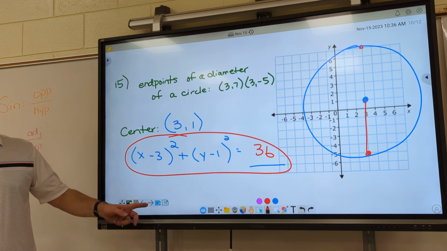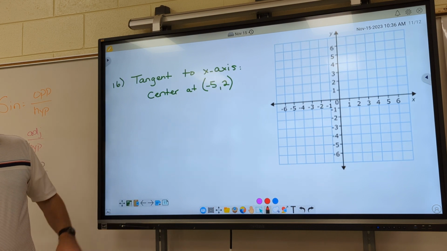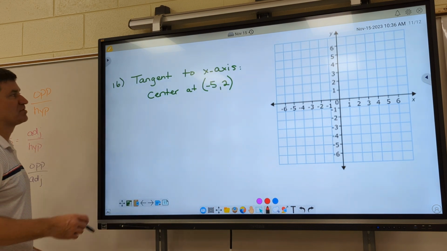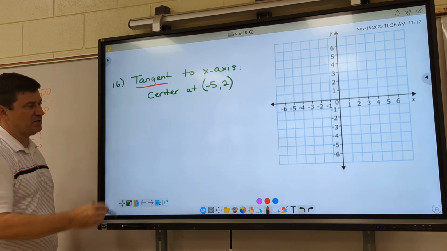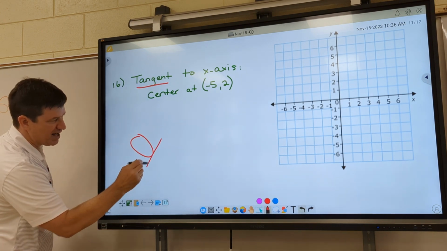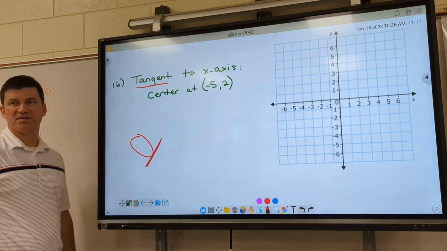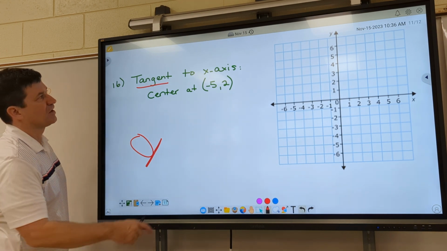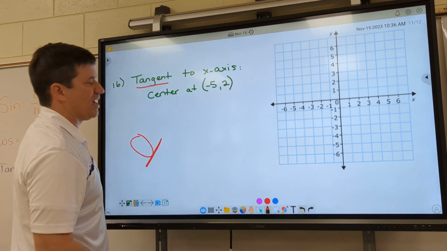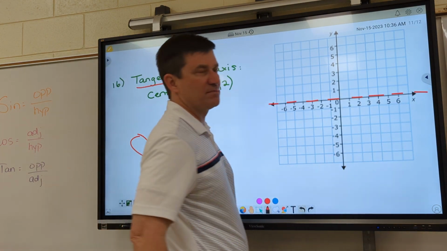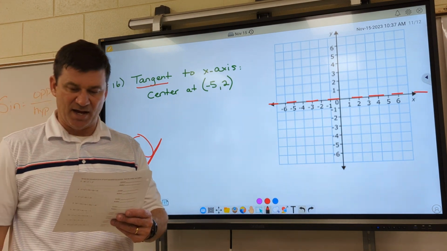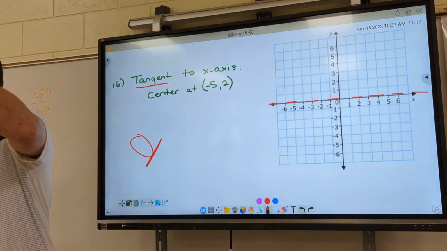All right, ready for 16. We got a new word on 16. I think we went over it Monday. What does that word mean? If something is tangent, if you got a circle and this line touches, that's what it means when it says tangent. So tangent to the x-axis. Everybody put a dotted line on the x-axis. If you forget which one is x, it tells you on your paper.